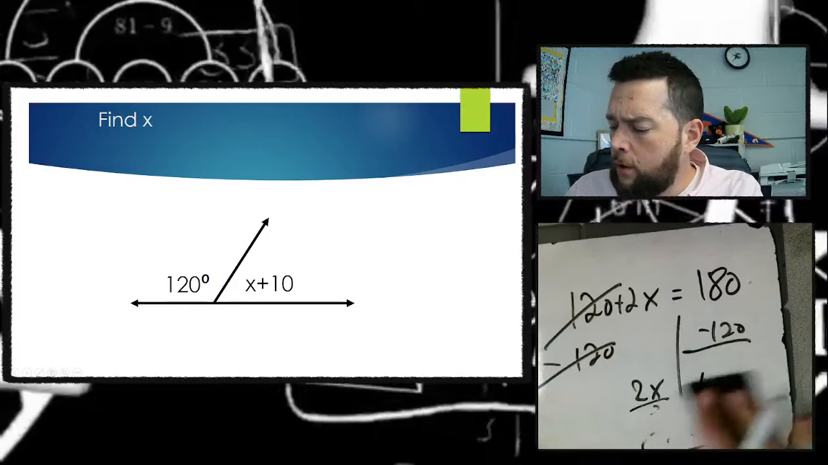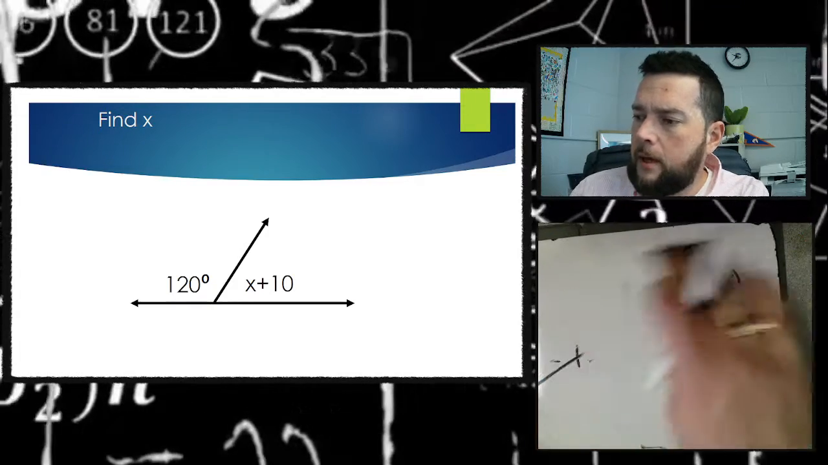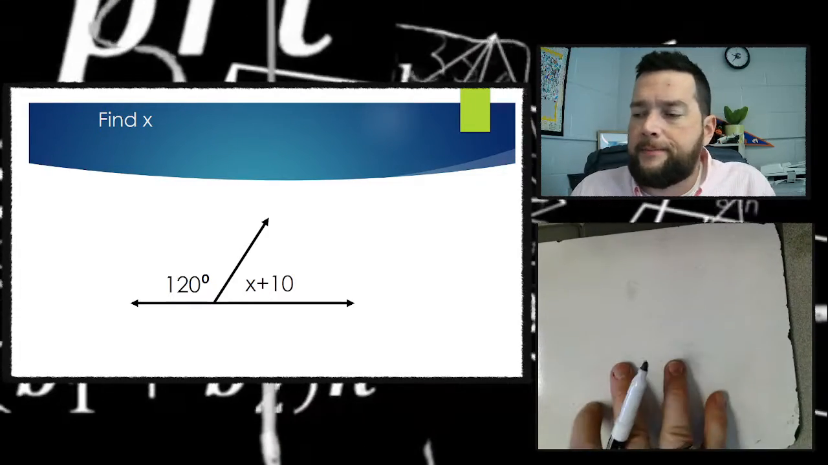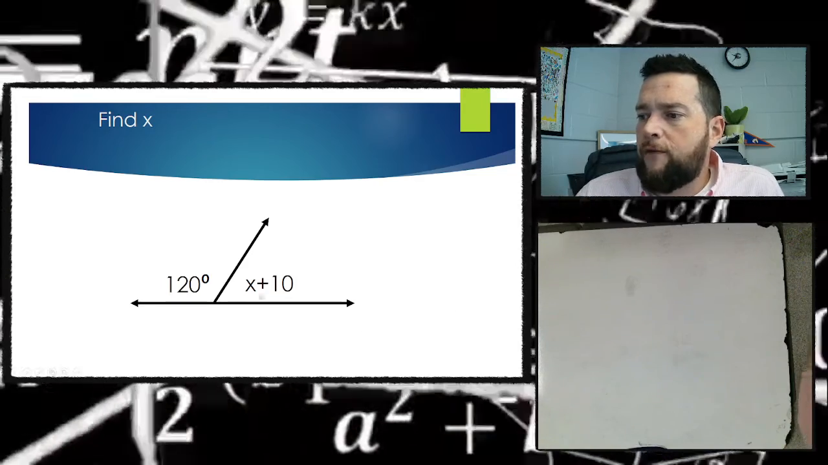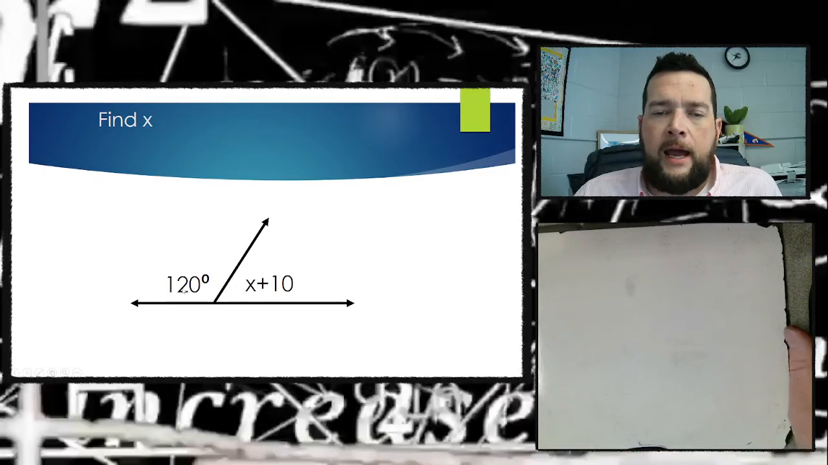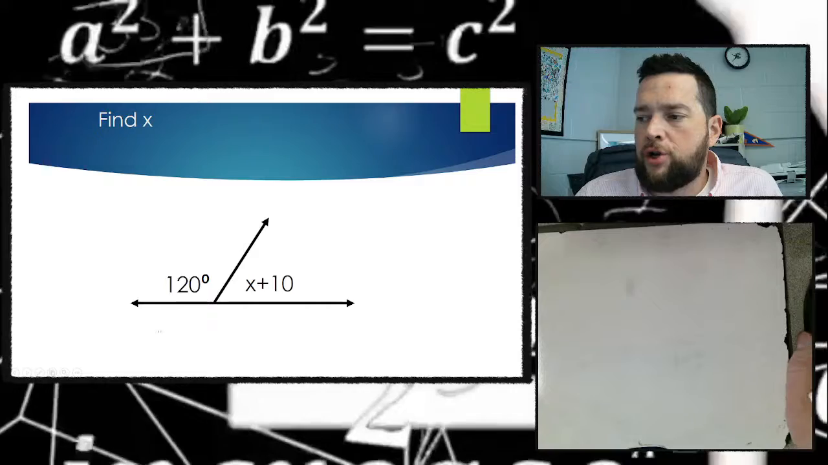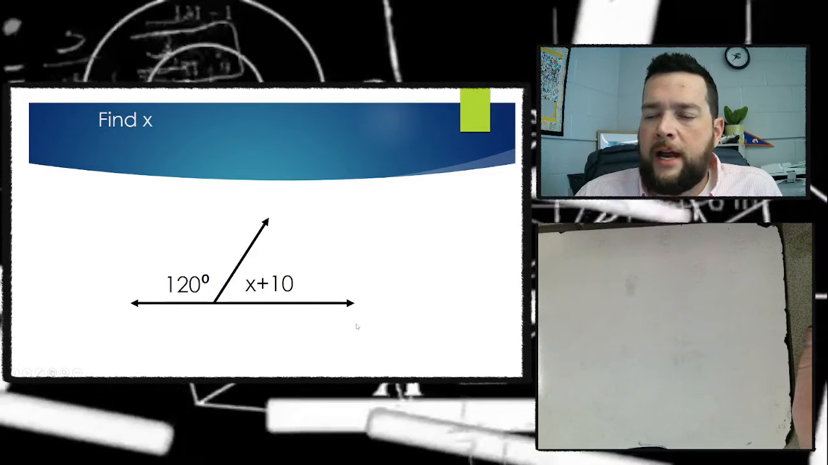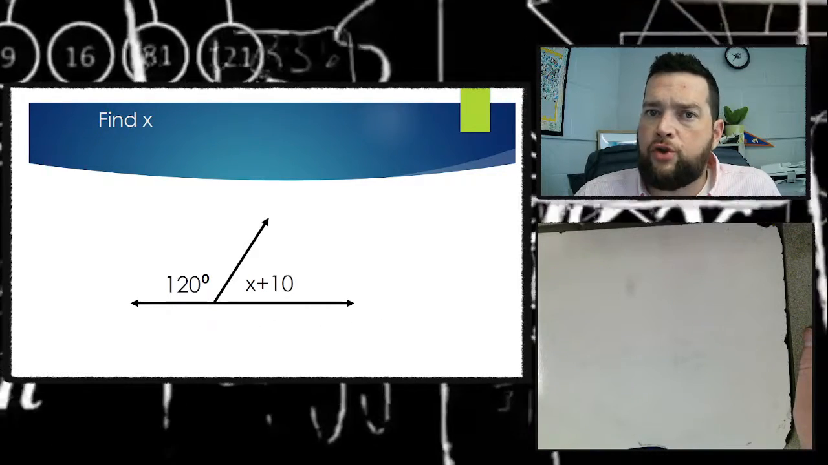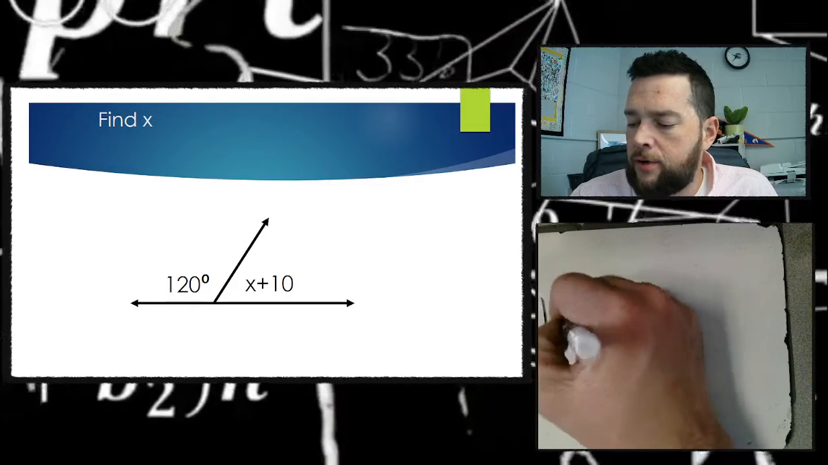All right, here we go. Got 2 more problems, and then we'll be done. This one right here, we've got 2 different angle measures, and they're sitting on a straight line, so that's the big clue, they're going to add up to 180. So go ahead and pause the video, try this yourself, and then see what the answer is.